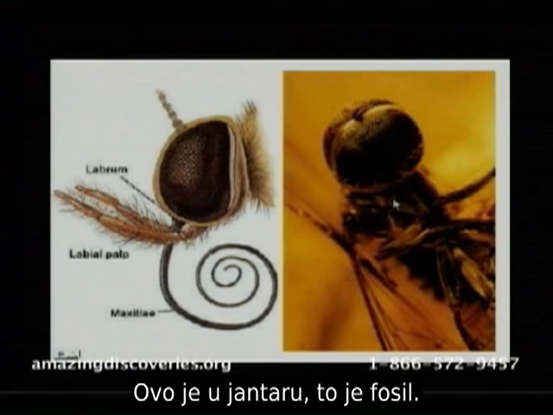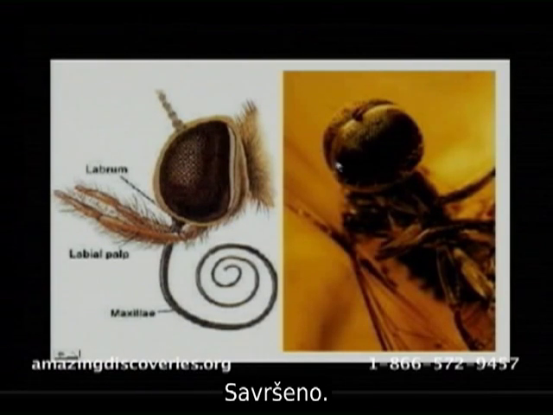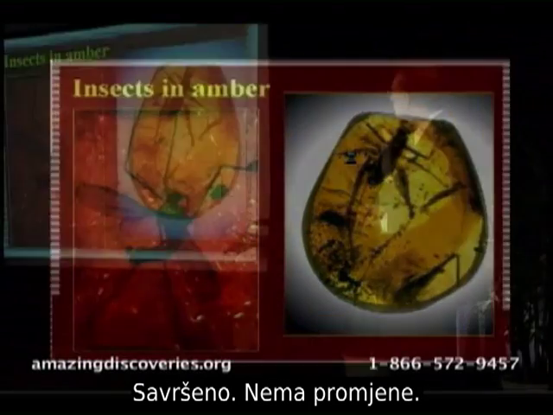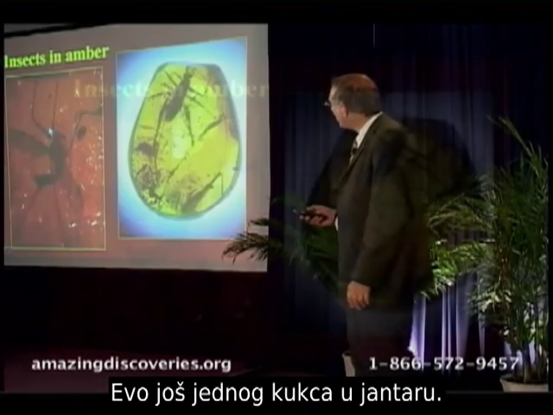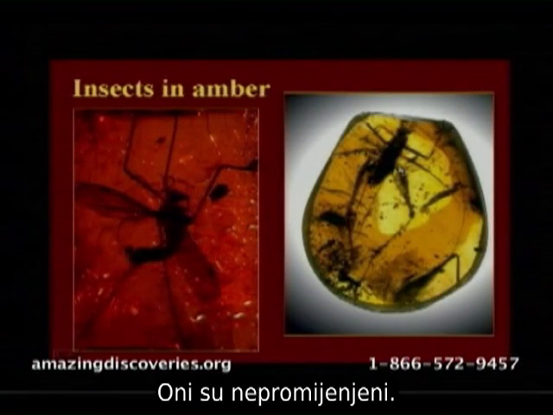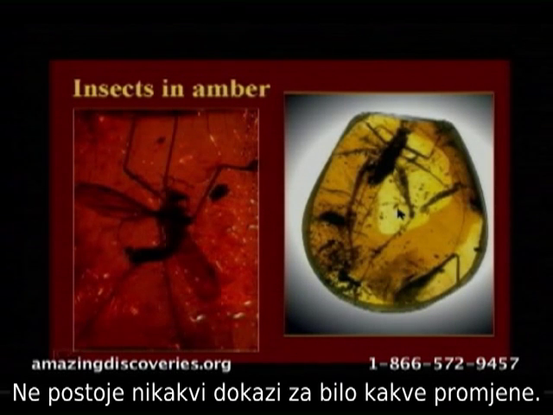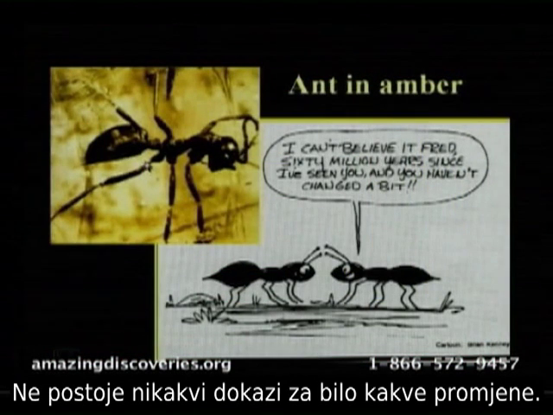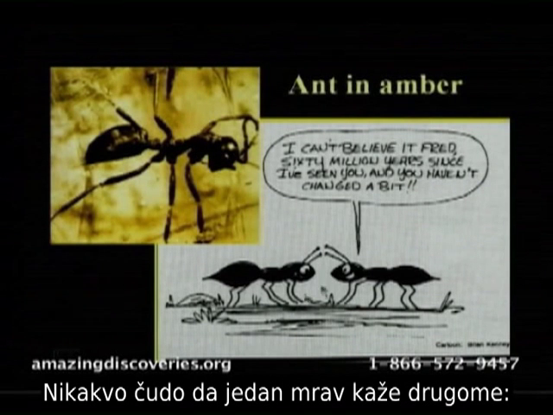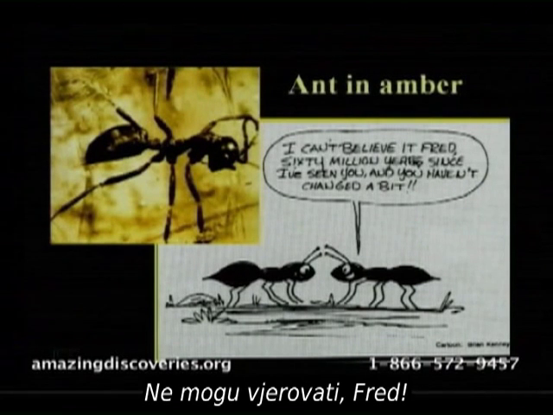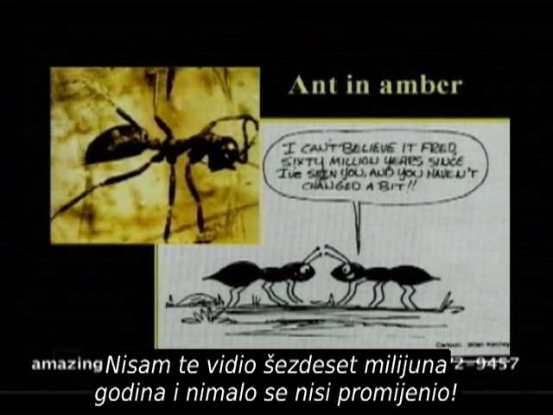Here is probably the most ancient insect that you can look at, and there's the eye. This is in amber. This is a fossil. Perfect. No change. Here's another insect in amber, unchanged. Here's a cricket in amber, unchanged. There is no evidence out there for any change. There's an ant. No wonder this ant is saying to this ant, I can't believe it, Fred. 60 million years since I've seen you, and you haven't changed a bit.